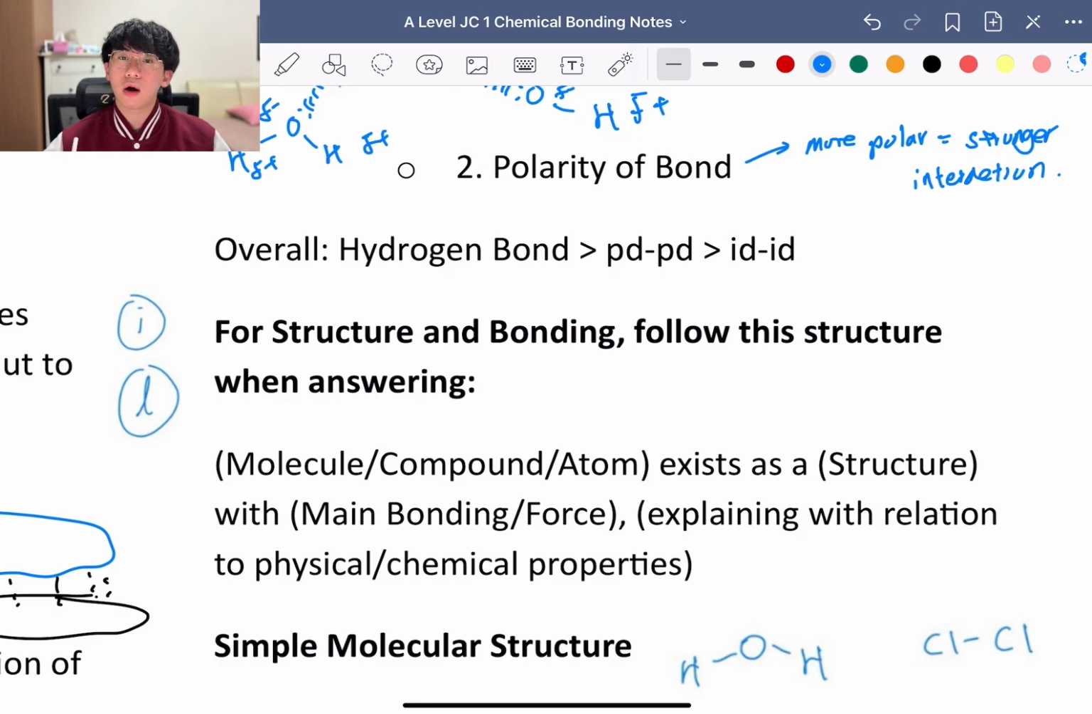Now overall, when I look at all of the intermolecular forces, looking at the strength, hydrogen bond is at the top. Hydrogen bond is very strong. It is actually about 10 times stronger than ID-ID. And then after hydrogen bond is PD-PD, and then after that it is ID-ID.